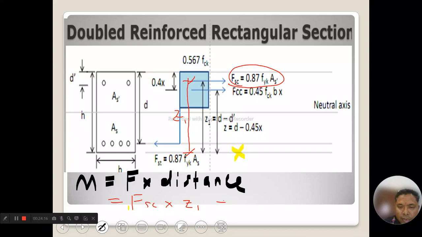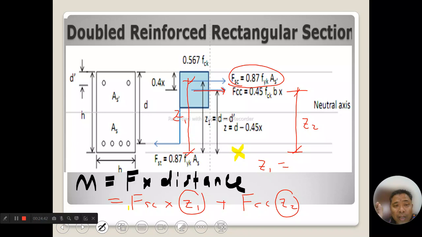plus there is another force here called FCC, multiplied by the distance to this point. Let's say I name this Z2. Now we get the expression for Z1 and Z2. What is Z1? If you see carefully, that will be D minus D prime. And your Z2 will be D minus 0.4x.